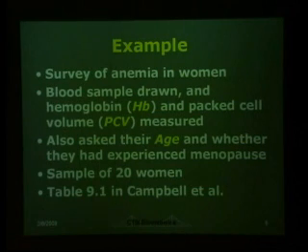Okay, here's an example. Let's look at it. This is a survey of women, and a blood sample was drawn from 20 women and measured for hemoglobin value, and actually some other values. I'm not going to use them in the example, so just consider hemoglobin. And we also asked these 20 women their age and whether they had experienced menopause. And this data is published in a book.